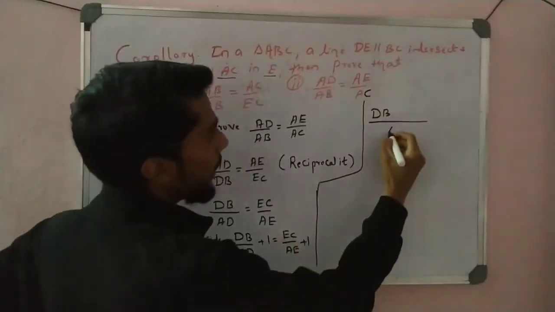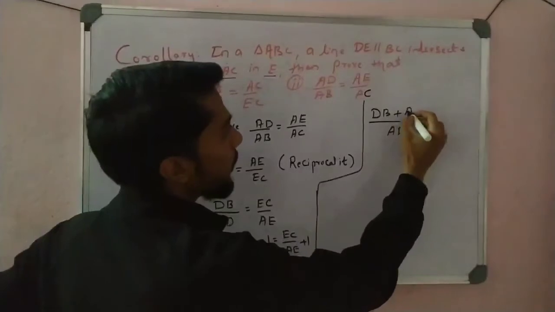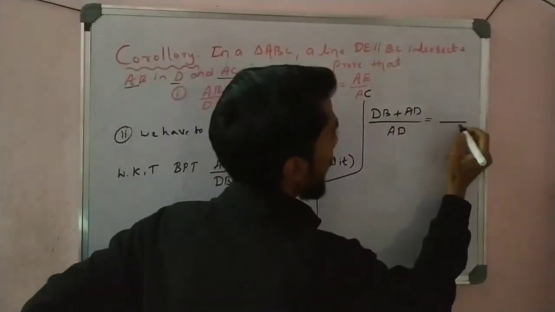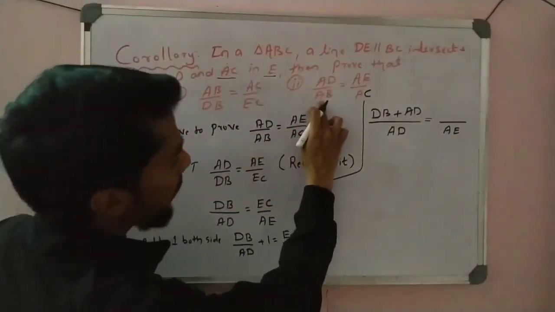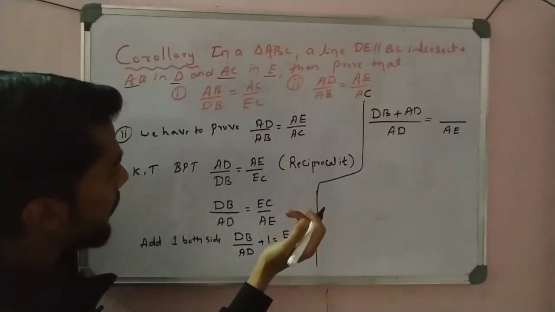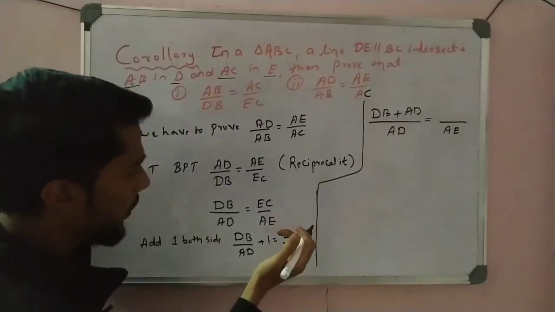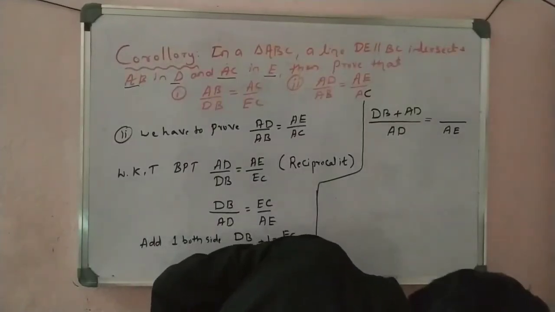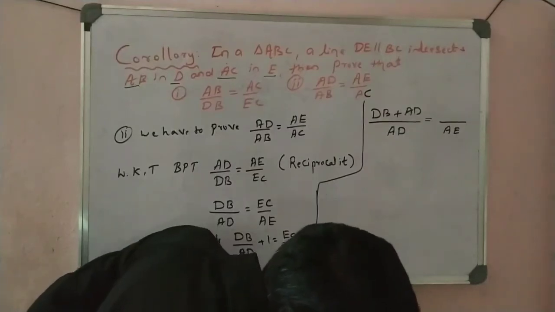LCM is AD, plus 1 into AD is equal to, I take LCM, AE. So I prove here. I can make some mistake here. Nothing, or I think I made a mistake somewhere. It is correct, or I made a mistake here. Something I doubt here. Okay, it is correct. Okay, it is correct.